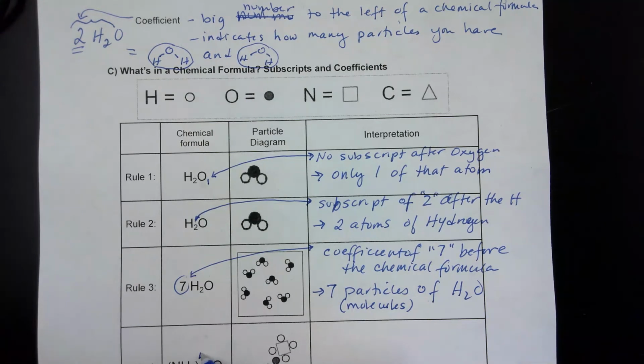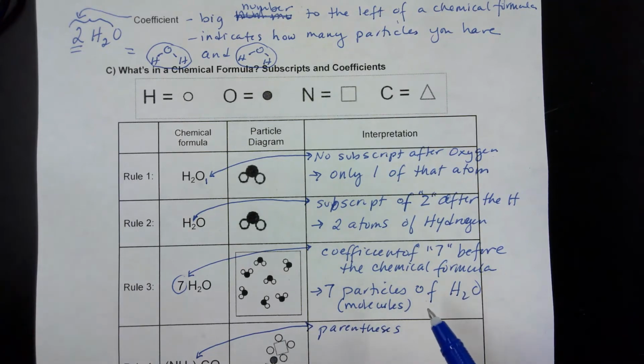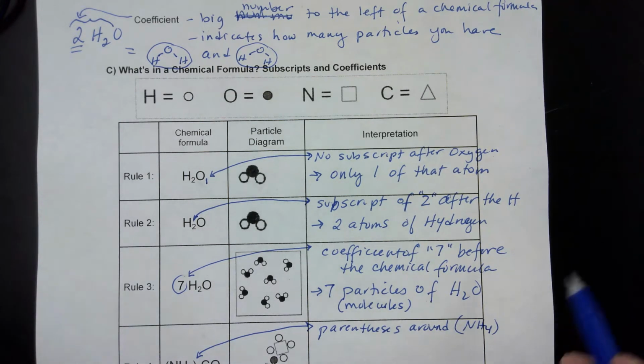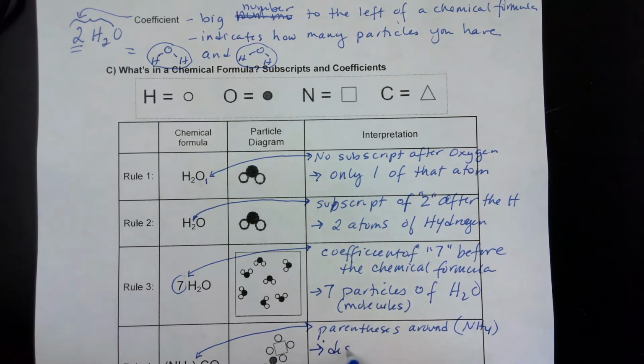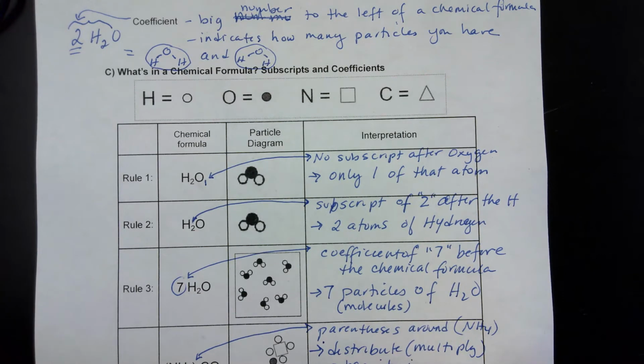Lastly, in this next one, we see that we have parentheses. Okay, when we have parentheses around, in this case, the NH4, what you will do with that is you will distribute, which means to multiply, the subscripts that are inside.